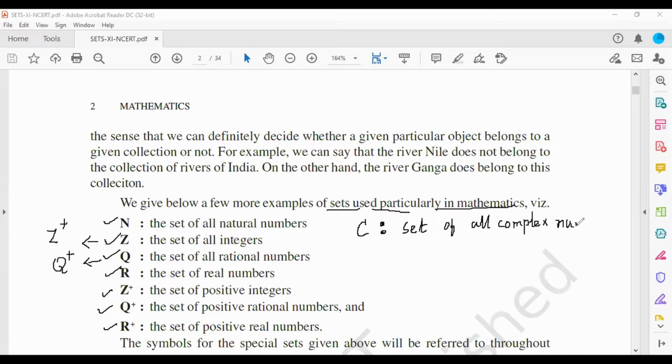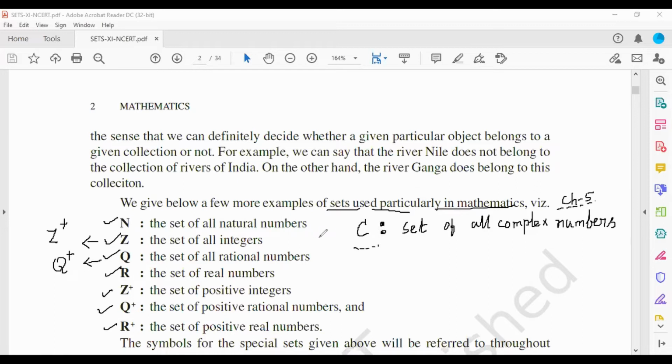Add this. Add this also. Uppercase C, which implies the set of all complex numbers. So that is what you are going to learn very shortly. This is going to be chapter number 5. So we are going to learn the set of these numbers also.